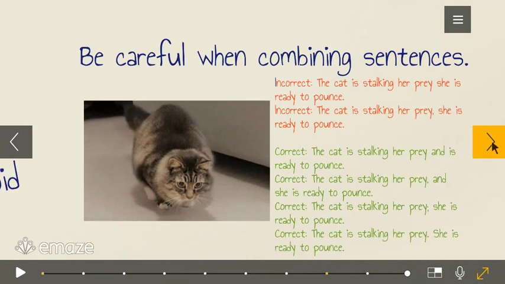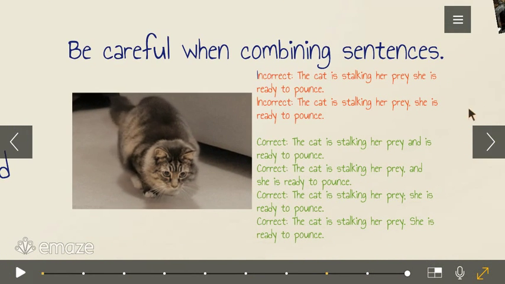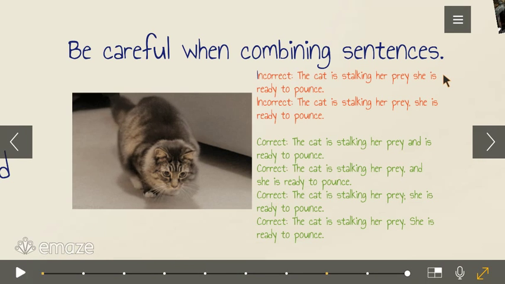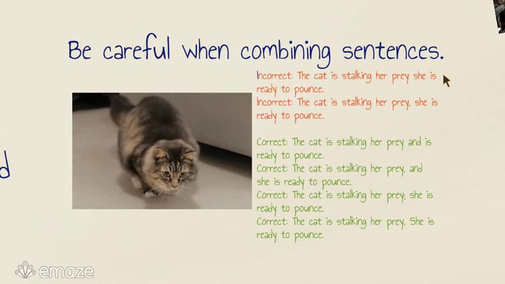Another common error that people make when they're writing is when they try to combine different sentences. Let's look at an incorrect way to do this and some correct ways to do this. Okay, so incorrect would be something like this. The cat is stalking her prey. She is ready to pounce.